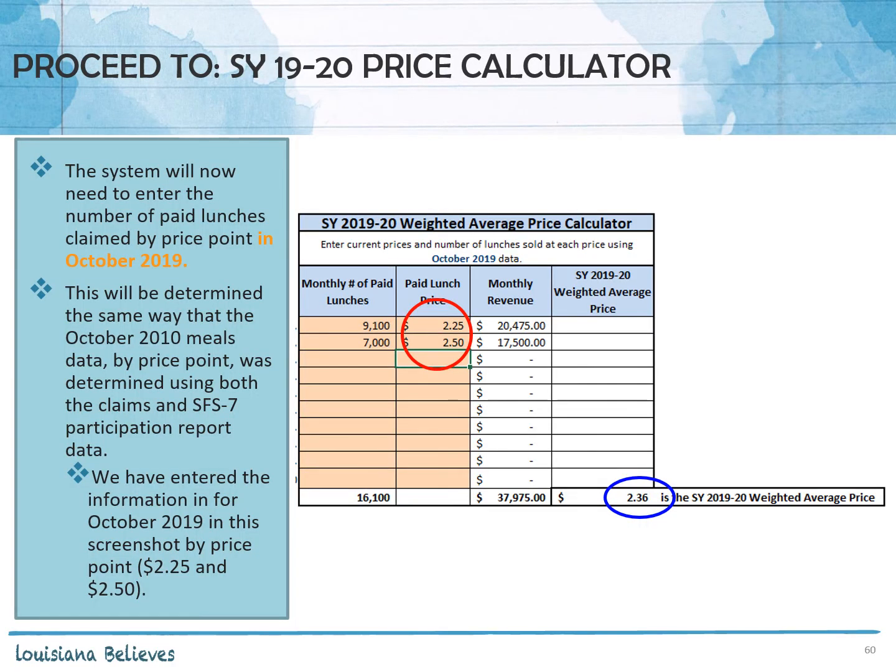The system will now need you to enter the number of paid lunches claimed by price point in October of 2019. This will be determined the same way that the October 2010 meals data by price point was determined, using both the claims and the SFS7 participation report data. We have entered the information in for October of 2019 in the screenshot by price point for $2.25 and $2.50. After the number of paid lunches by price point are entered, the table will auto-calculate the weighted average price.